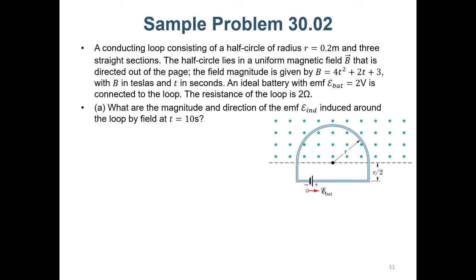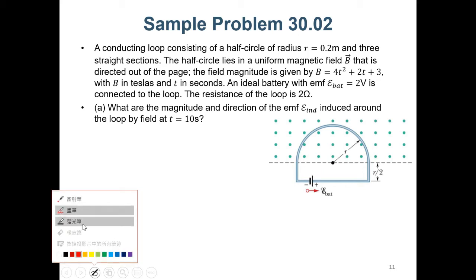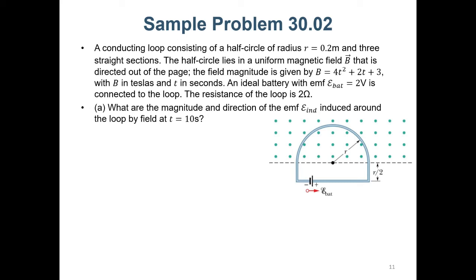Okay, so next, a conducting loop. A conducting loop consisting of a half circle. So we have a battery here. So we should have some current going counterclockwise. A half circle of radius r equals 0.2 meter, and three straight sections. So this part is out of the magnetic field. This semicircle is inside the magnetic field.